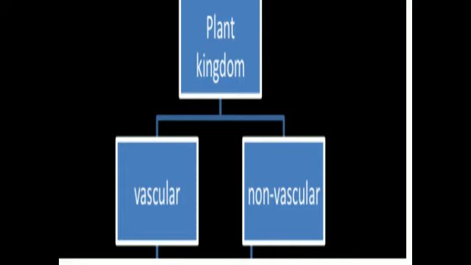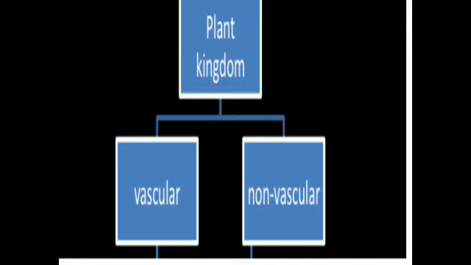Today we will know that when we collect all the existing plants on earth, the plant kingdom is divided into two main categories: vascular and non-vascular. The whole kingdom is classified on the basis of availability of a tubular system.